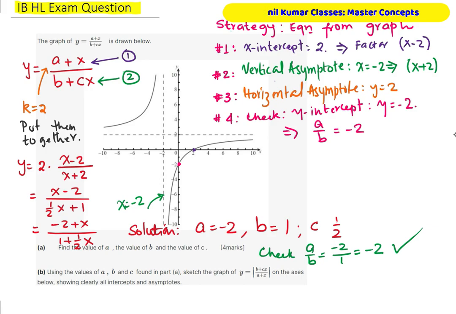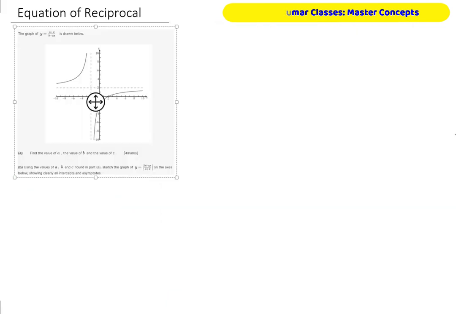Now let's look into part B of this particular question. In part B, we have a different equation. So let's go to the next page. We know that in part A, let me write down here, we got the equation y equals 2.